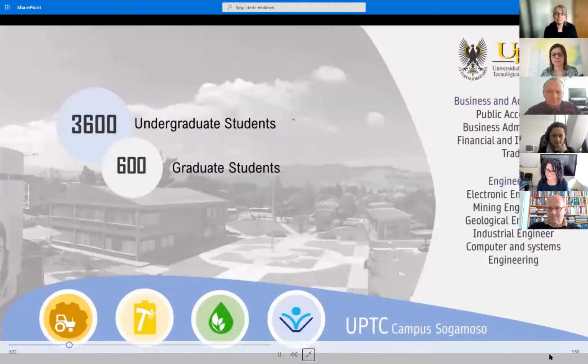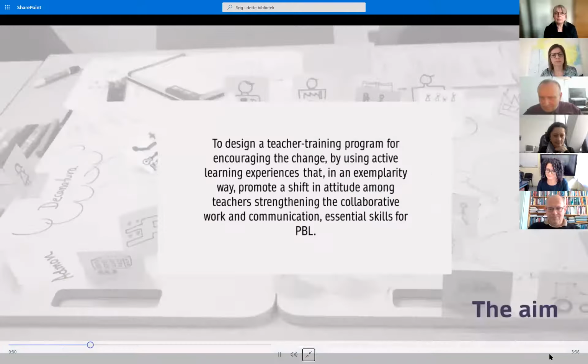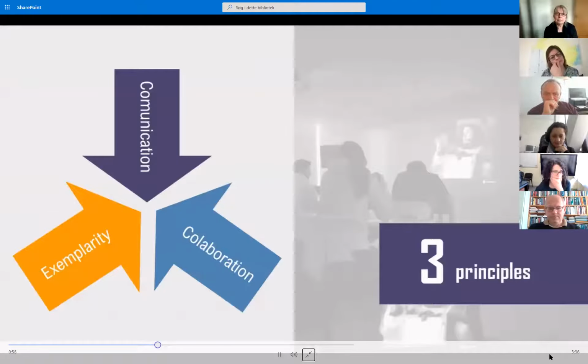We work in an interdisciplinary faculty that has 8 undergraduate programs and 14 graduate programs in engineering and management fields. This work shows an experience for motivating faculty members to design student-centered approaches for engineering education. This teacher training program seeks to encourage the change by using active learning experiences, promoting a shift in the teacher's attitude, and strengthening the collaborative work and communication that we consider essential skills for project-based learning. For the last reason, we promote these 3 principles: communication, collaboration, and exemplarity.